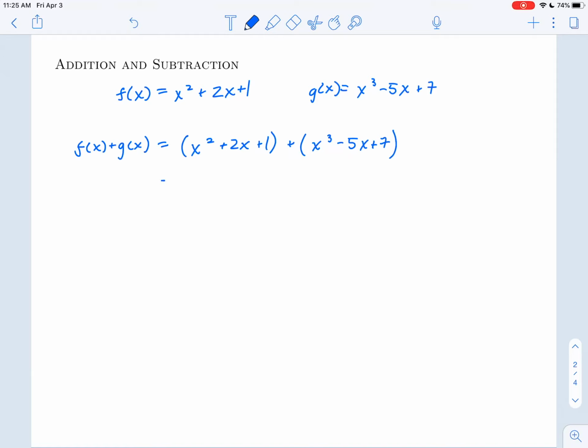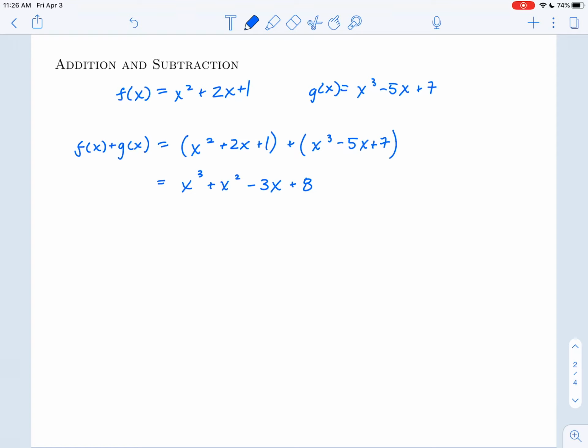From here, I can combine all of my like terms. A way that I prefer to organize these is I'll start with the highest power that I see, and I'll work my way down. Let's start. We can see that x cubed is the largest power, and it's the only one, so we'll leave that x cubed. We also see that x squared is again the only one, so I'll add in that x squared. But now moving down to the x, I have that positive 2x and the negative 5x. So I will combine those to get negative 3x. Then similarly, that 1 and that 7, I'll combine to get 8.